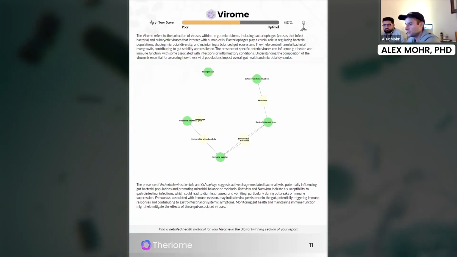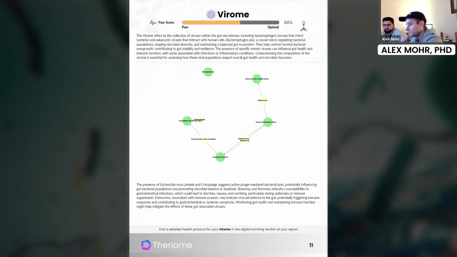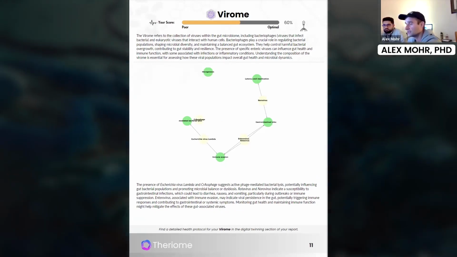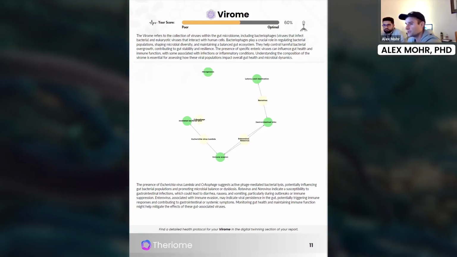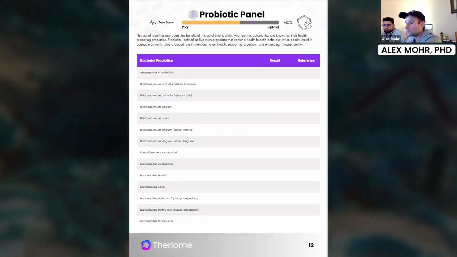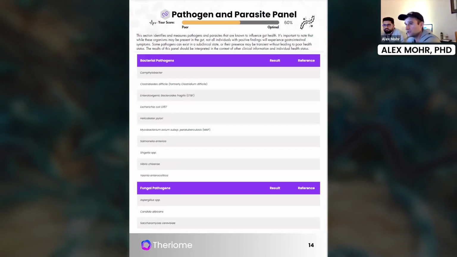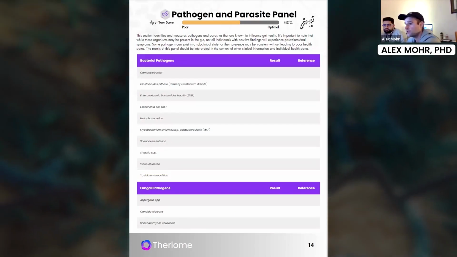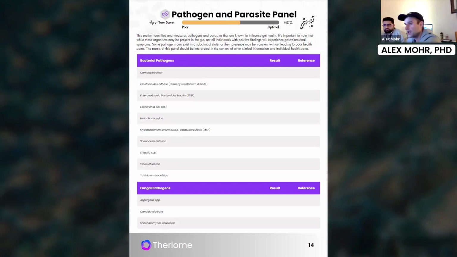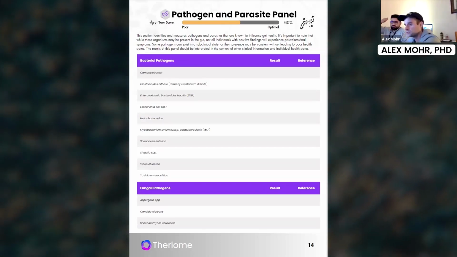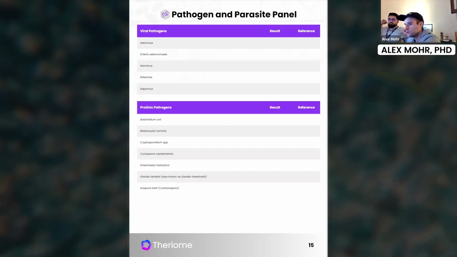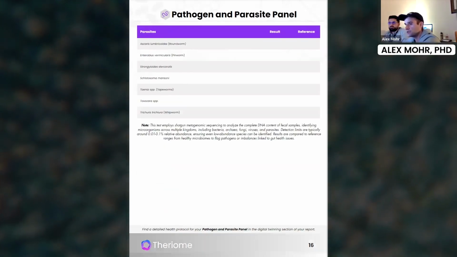Virome, again, another really important piece, particularly when we start talking about bacteriophages, which we do annotate. You'll see that with what we're doing in the probiotic panel, because some of those can be probiotic. And then we have the probiotic panel. We have bacterial, we have fungal, and we go into the pathogen and parasite panel. So again, I think this is pretty robust. We break it out by kingdom. So we have our bacterial, our fungal, viral pathogens, protists. So we are able to get pretty granular here.